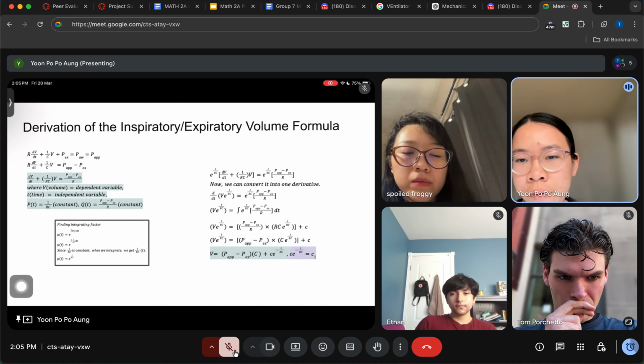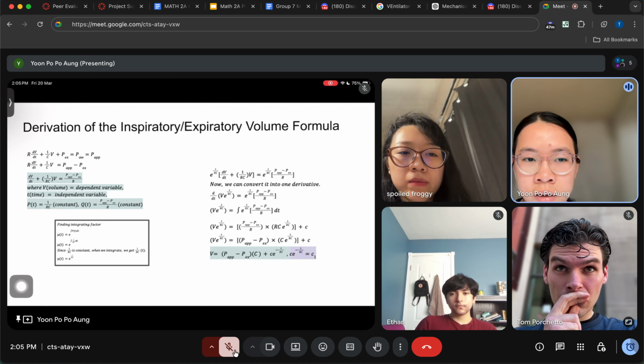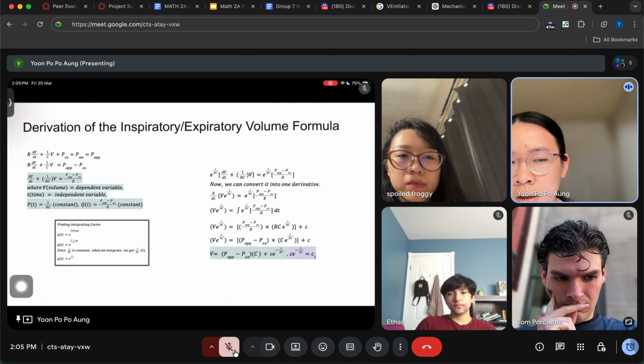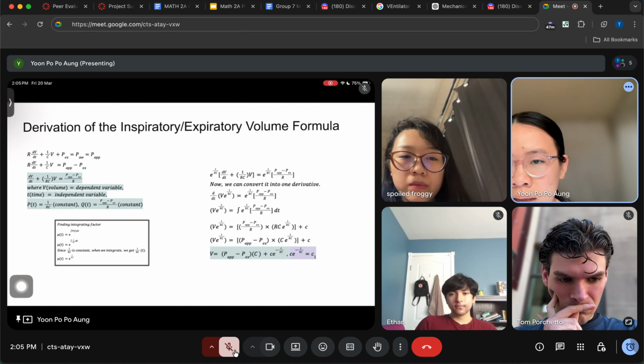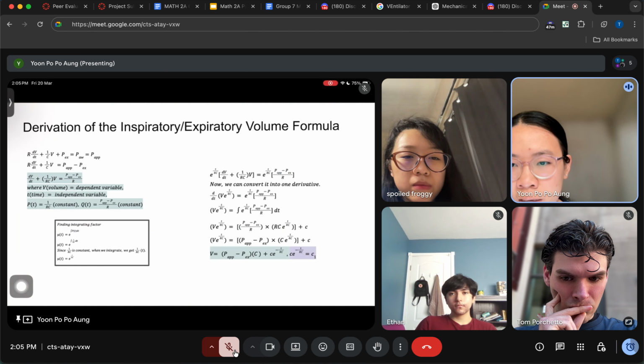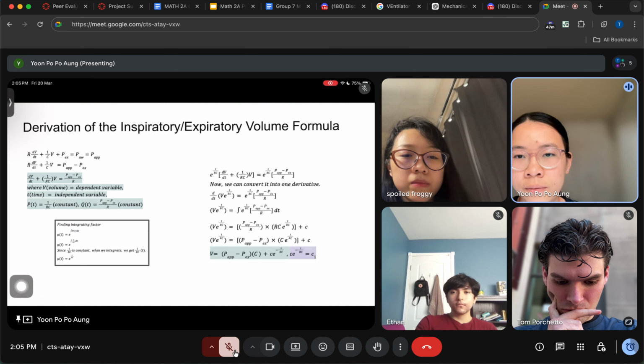Now that we have everything, including the integrating factor, we can multiply the integrating factor on both sides, and that is how we get V(t), the function for the inspiration.